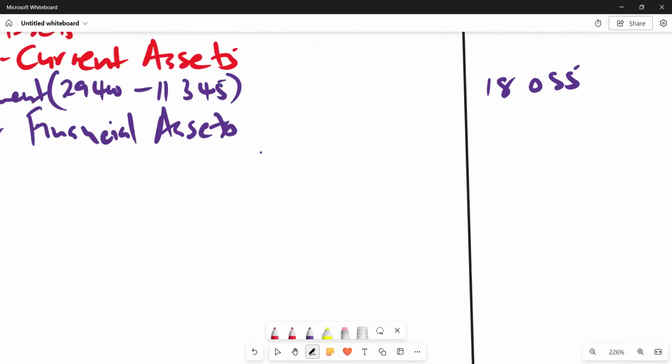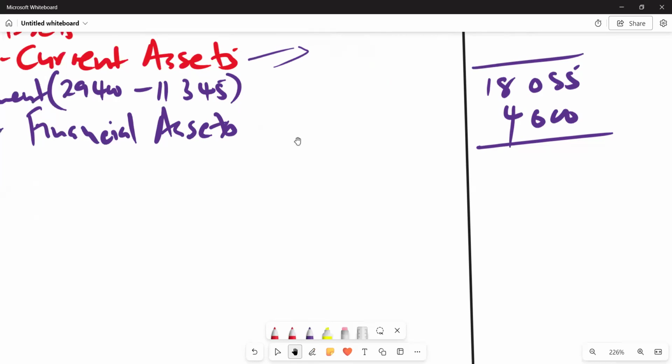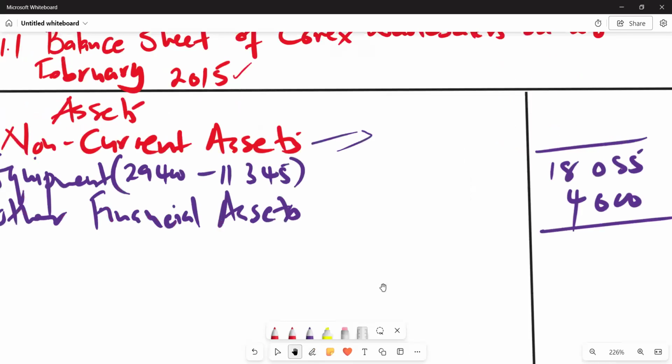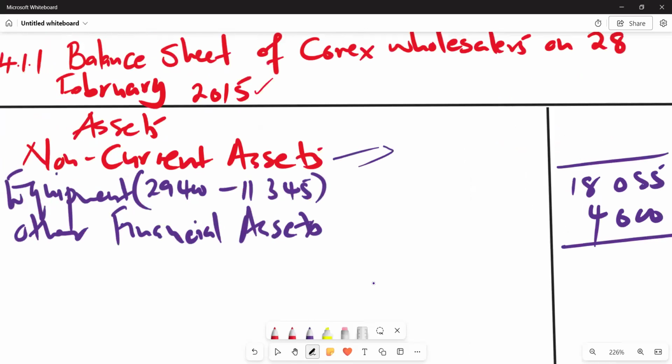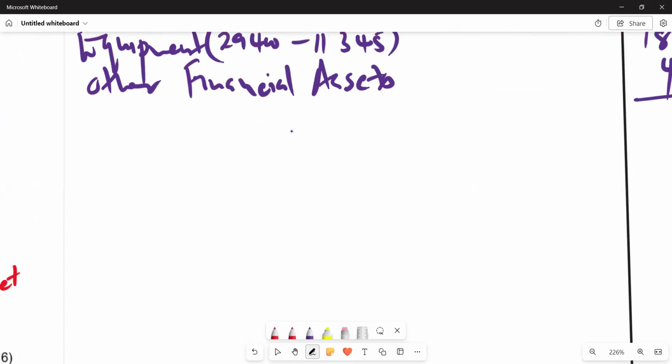So here we are saying 4,000. So that marks the end of our non-current assets. So we can just get the total for non-current assets. That should come in line with the description for a non-current asset. So we calculate it. 18,055 plus 4,000, we get to 22,055. So this is what we have in terms of non-current assets. Then we go to current assets.